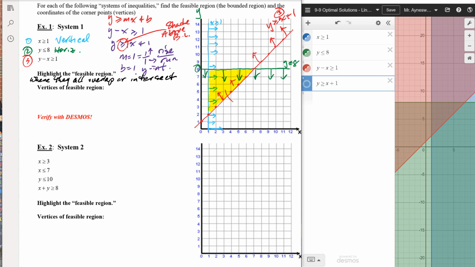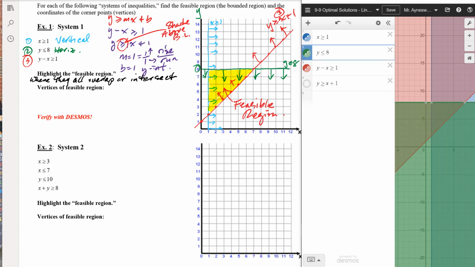So this yellow region here is called the feasible region, and it's simply where they all overlap. Okay, and that is on Desmos here. Let me just plot these points right here. These are the corner points. These are the points that we're interested in right through here. This is where they all overlap.